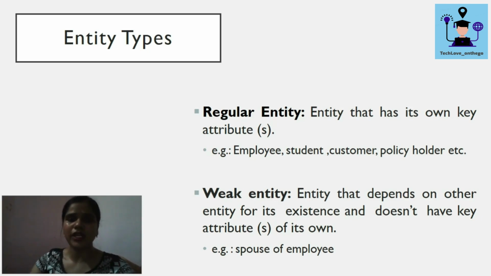So we need to have a strong entity to uniquely identify a weak entity. So this weak entity will not have its own key attribute, it will be dependent upon the regular entity. We will discuss how we can represent it.